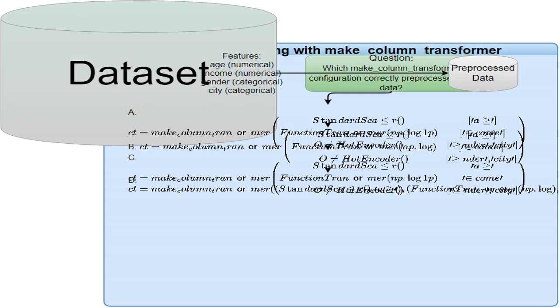I'm working with a dataset. It has some numbers, like age and income, and some categories, like gender and city. I need to get this data ready for a machine learning model.